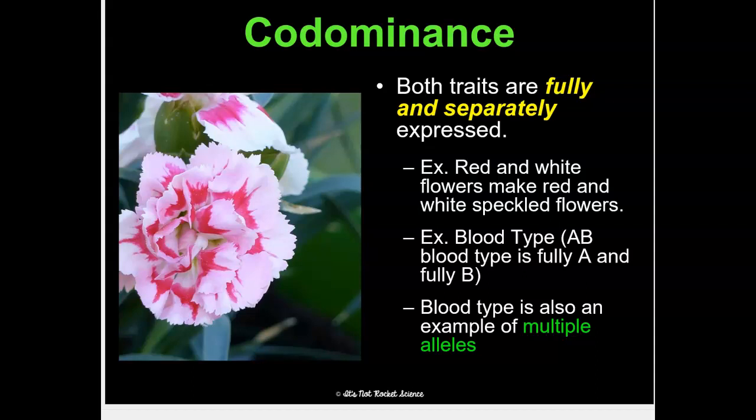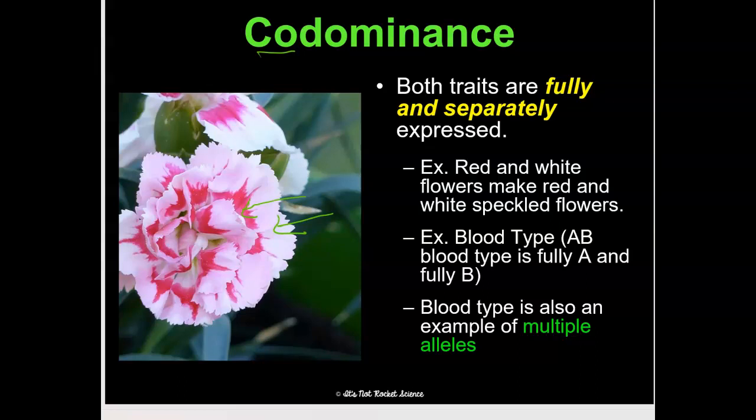Next, let's look at codominance. Remember that co means together, and that is exactly what this is. So you see both traits together. You see them fully and separately. So instead of putting white and red together and getting something in between, an incomplete dominance, where we got pink, here, when we put a red allele and a white allele together, we get red and we get white. We don't get anything between, but we get both.